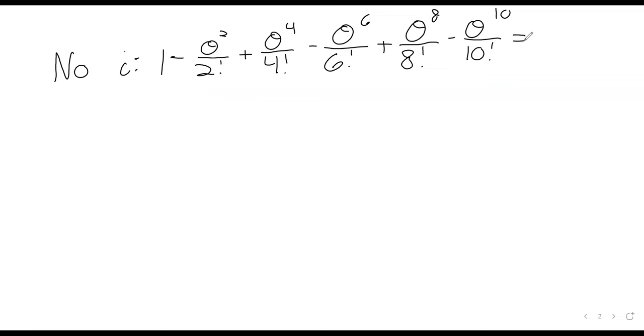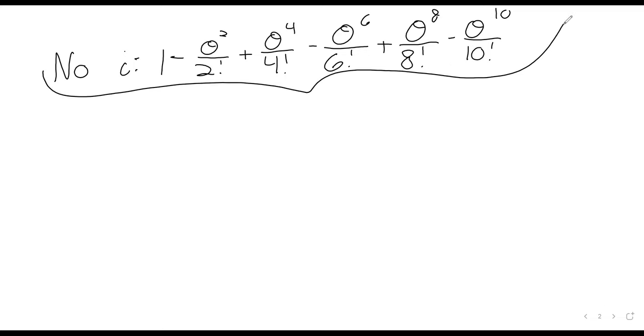Well, this then keeps going forever. So this alternating series that only has the even terms over the even factorials, this is a Taylor series we've seen before. It's what? Cosine is correct. Thank you. So when you take all of these terms that don't have an i in it, and you put them together, you're going to wind up with the cosine of theta.